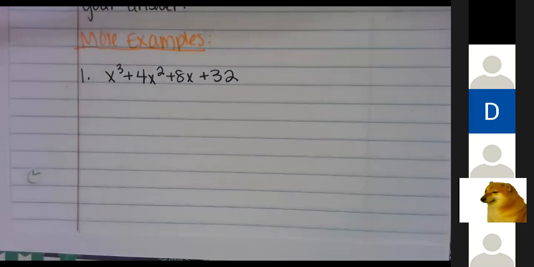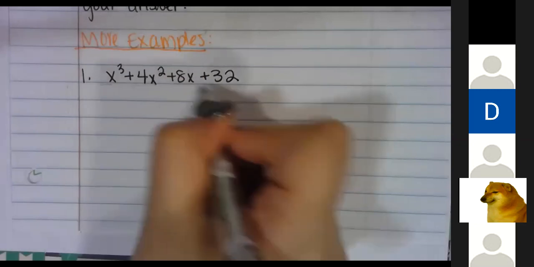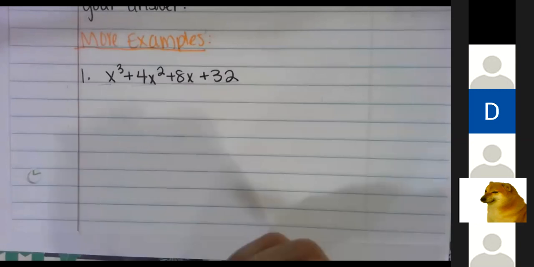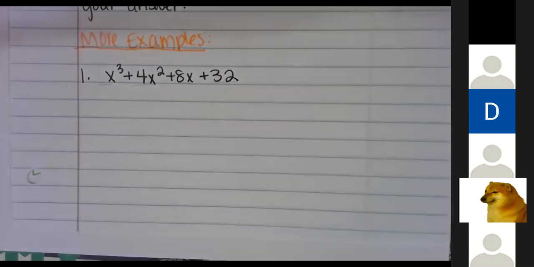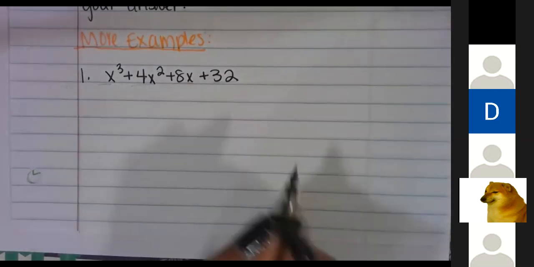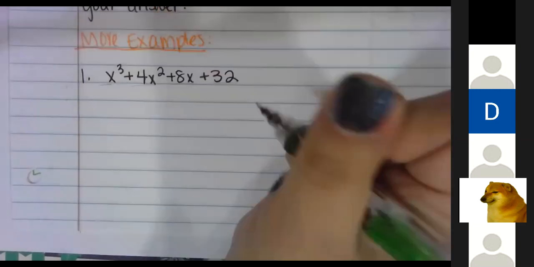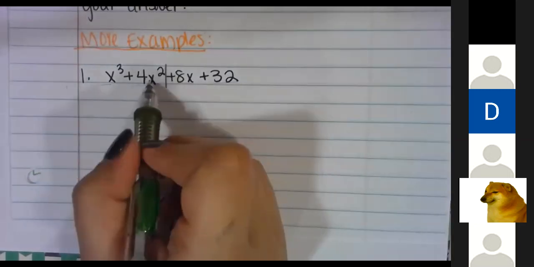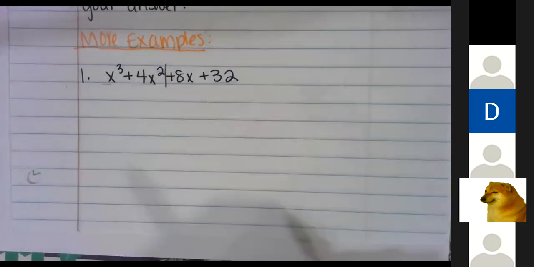All right, so your first example on this is x cubed plus 4x squared plus 8x plus 32. There are four terms in here: 1, 2, 3, 4. They're all in order, 3, 2, 1, 0. Now, when you do the first part, group the first two terms and the last two terms. You can also just draw a line in the very center, so you should have two terms on the left and two terms on the right.